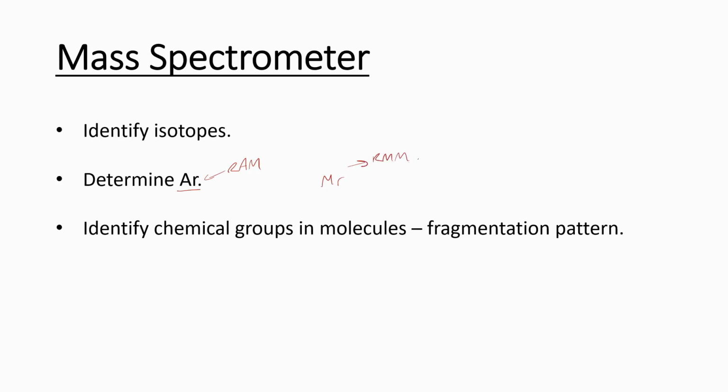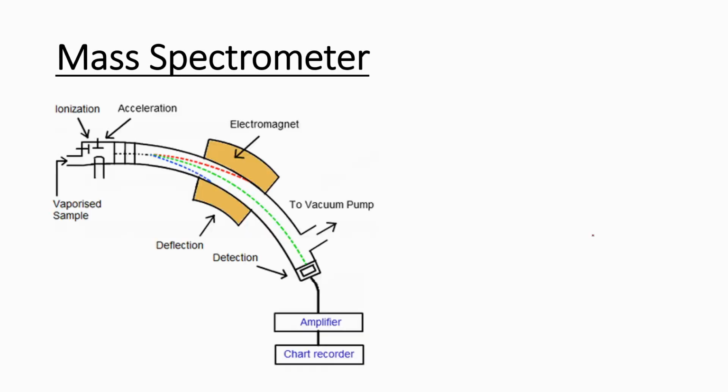It's also important to understand that mass spectrometry can be used to identify chemical groups in molecules by looking at the fragmentation pattern. You will learn more about this as you progress through your A-level. We're not going to cover this here. See an overall diagram of a mass spectrometer. It has different sections and there are different stages to mass spectrometry.